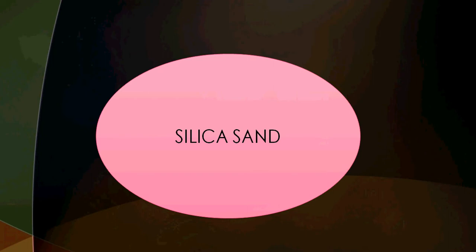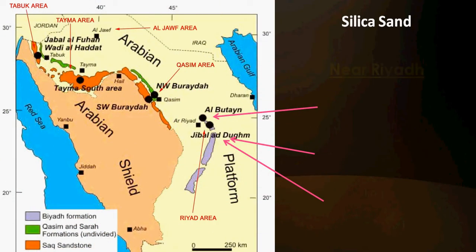Let's start our discussion on silica sand. Although silica sand resources are present in many different areas in Saudi Arabia, all of them are restricted to the cover rocks. No silica sand resource is found within the Arabian Shield.